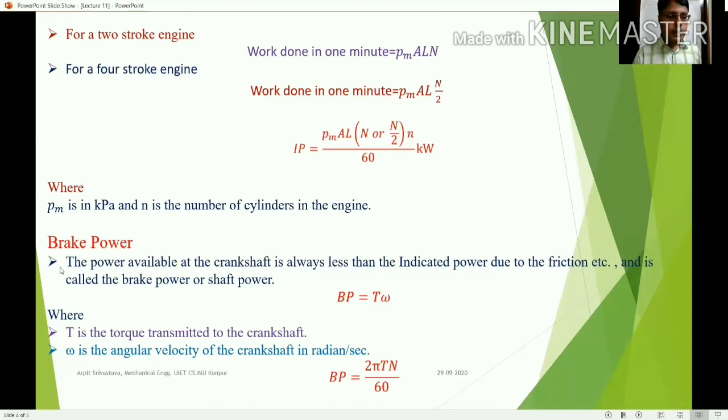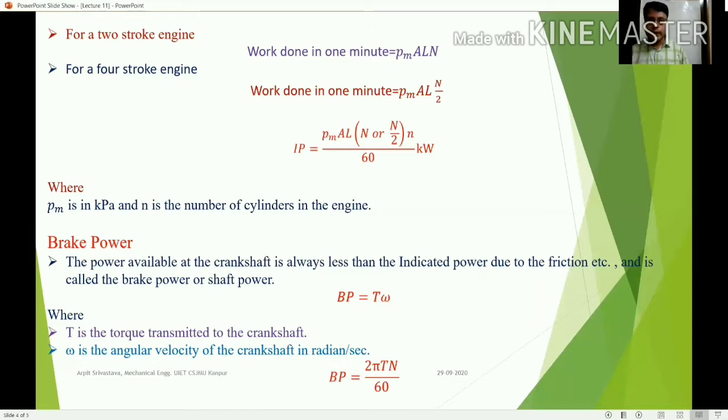Okay, another term, that is brake power. What is brake power? The power available at the crankshaft is always less than the indicating power due to friction, and it is called the brake power or shaft power. Okay, indicating power is generated inside the combustion chamber, but when this power is transmitted towards the output shaft, wear and tear losses happen, and that's why brake power always has less magnitude compared to indicating power due to losses.